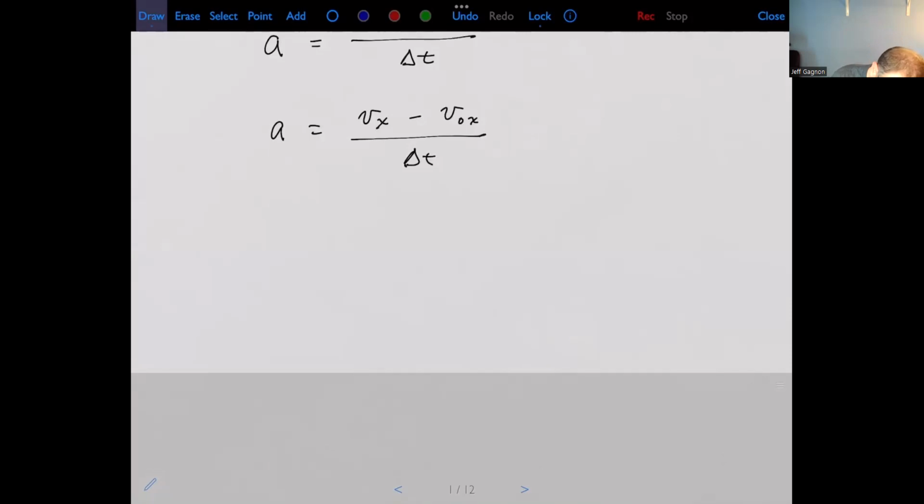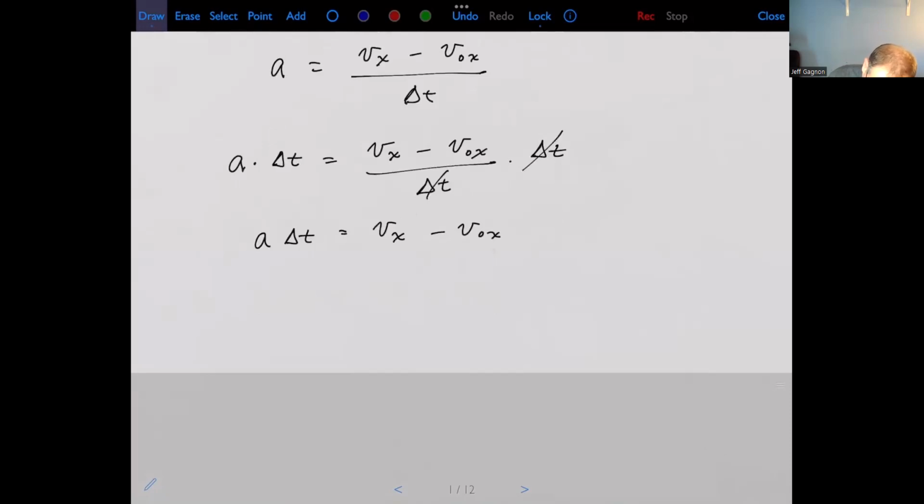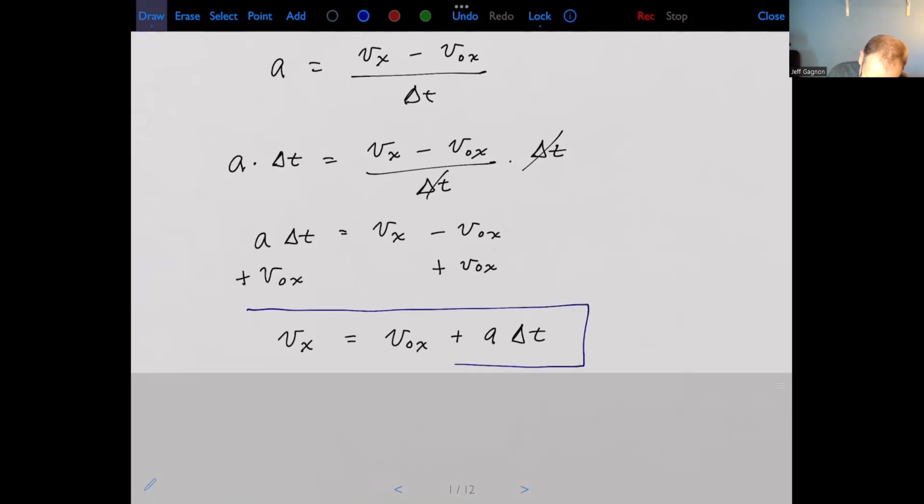Well, first I need to multiply both sides by delta T. So I'll do A times delta T, and I'll do the same thing on the right side. So on the right-hand side, delta T's cancel, right? So now I have A delta T is equal to Vx minus V naught x. And then finally, I can add V naught x to both sides. And then I'll rewrite this. So now I just have Vx on the right-hand side, but I'll write it on the left-hand side because that's what we're going to be looking for basically, the final velocity. That's equal to the initial velocity, V naught x, plus A delta T. Okay, so that is like our first important equation where we have constant accelerated motion.